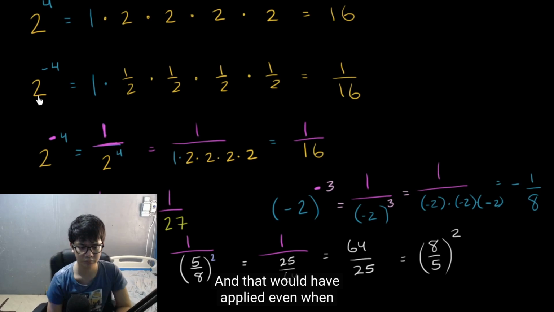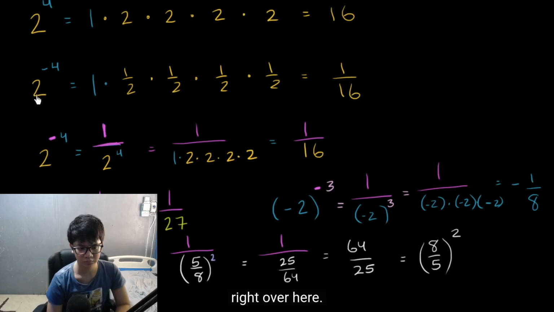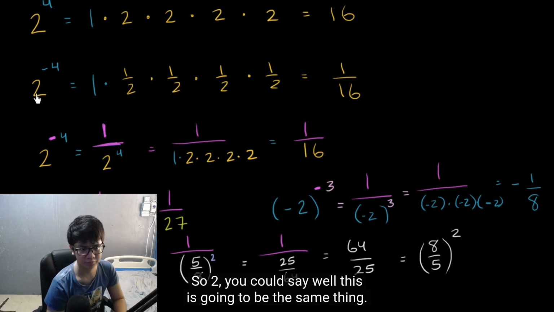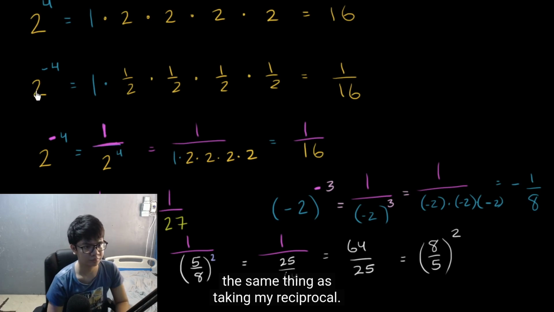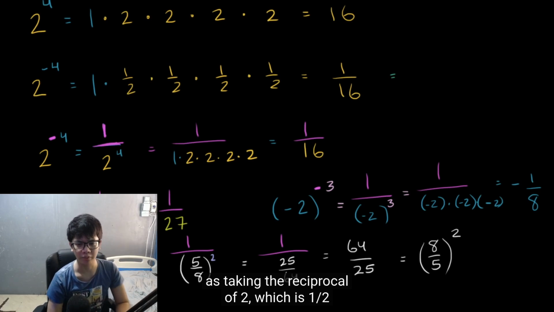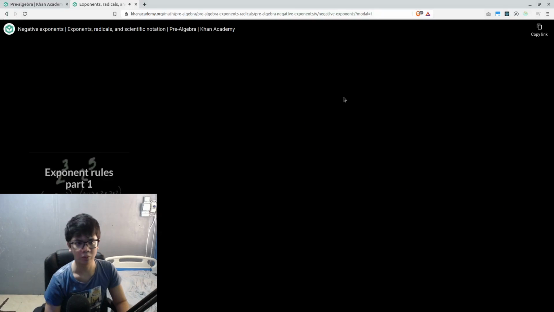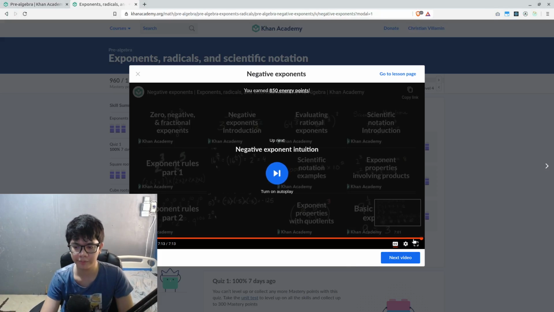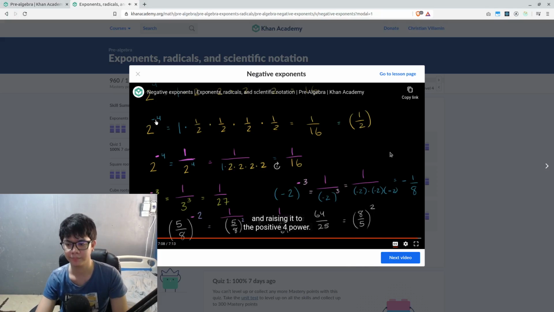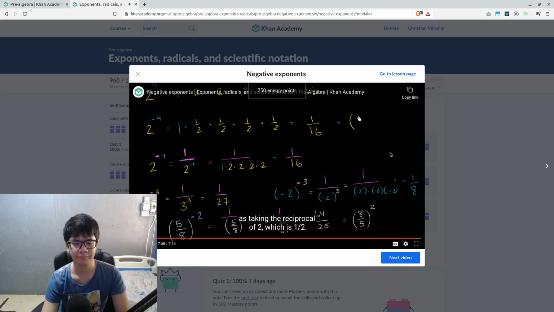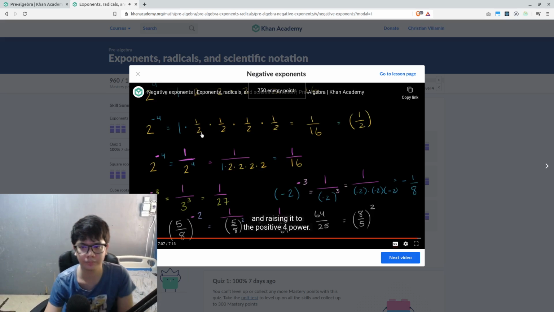And that would apply even when you are dealing with non-fractions as your base. So 2 to the -4 is going to be the same thing as taking the reciprocal of 2, which is 1 over 2, and raising it to the positive 4 power.